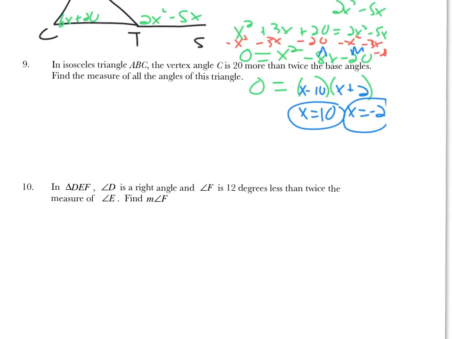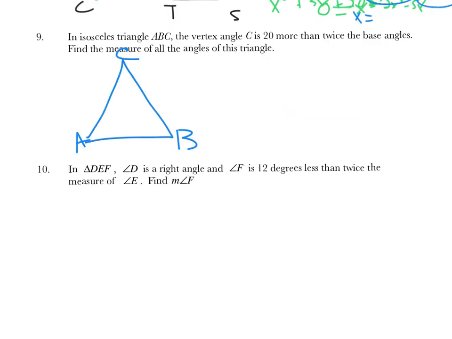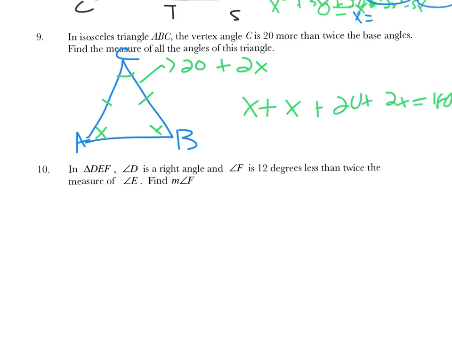Okay, let's take a look at number 9. And once again, see if you can draw this picture. Isosceles triangle ABC, where C is the vertex angle, which tells me that AC and BC are the sides that are congruent. The vertex angle C is 20 more than twice the base angles, so I'm going to call each of the base angles x. And I think you know how to set this equation up: x plus 20 plus 2x will equal 180.